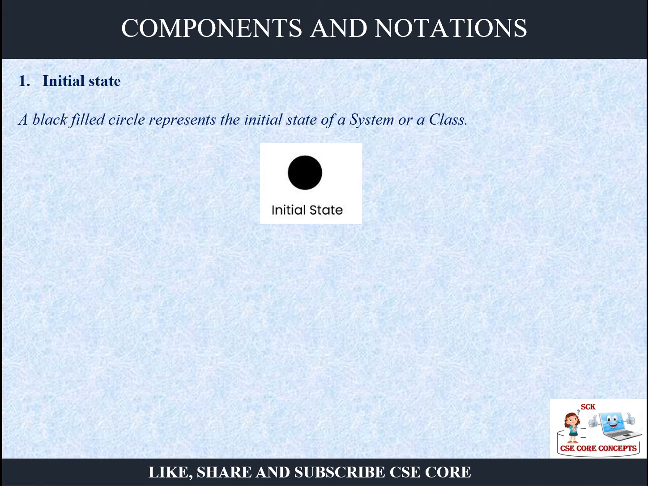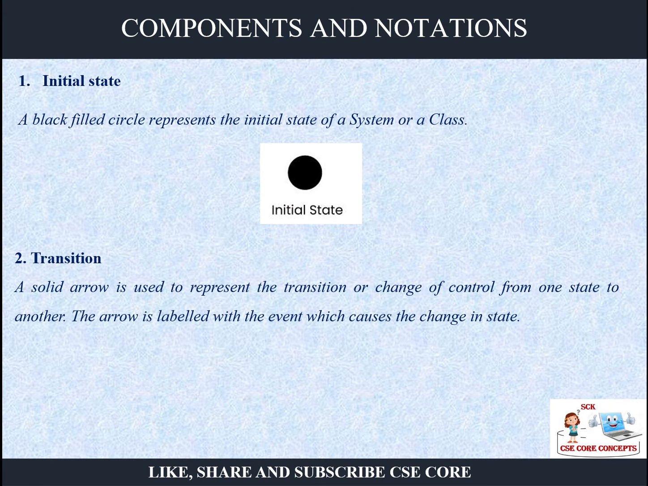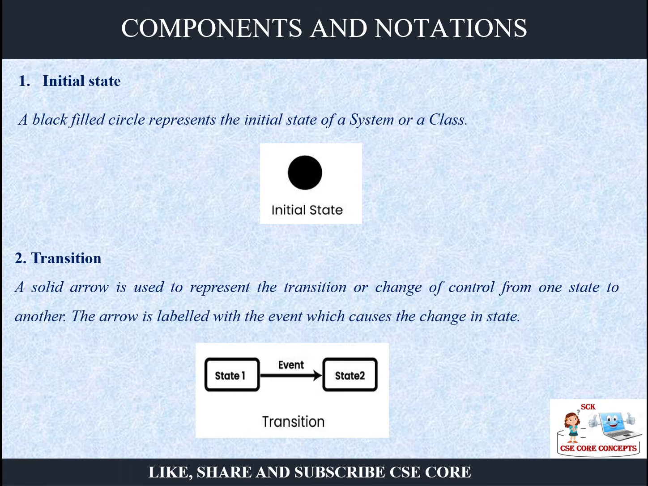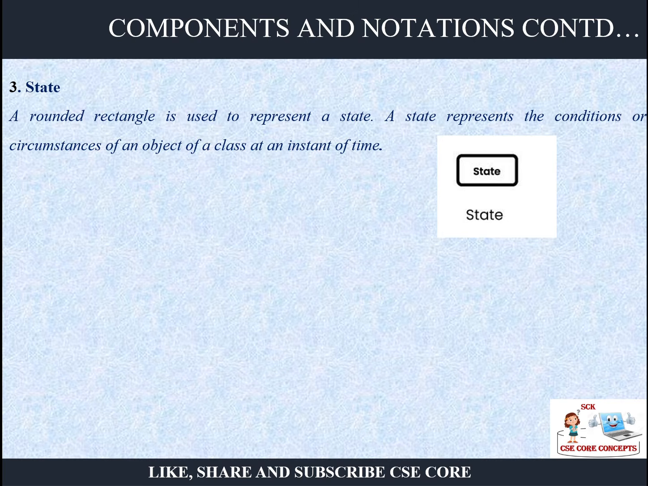So let us see some of the notations of the diagram. We first start with the initial state. A black filled circle shows the initial state. Do remember one thing, that you do not need to write the words initial state. The figure itself explains that it is the initial state. Then comes a transition, that is when you are moving from one state to another. For that you represent it using a solid arrow. On the arrow you write the event because of which the state has changed from one to another.